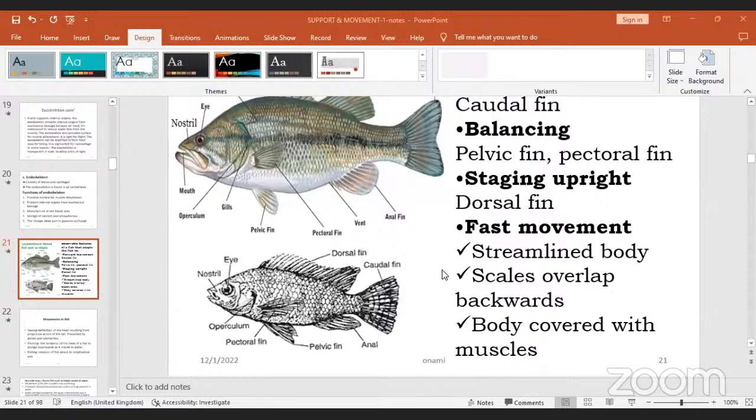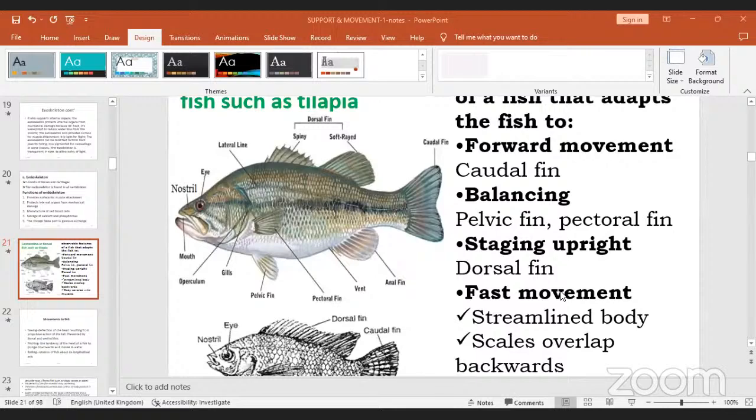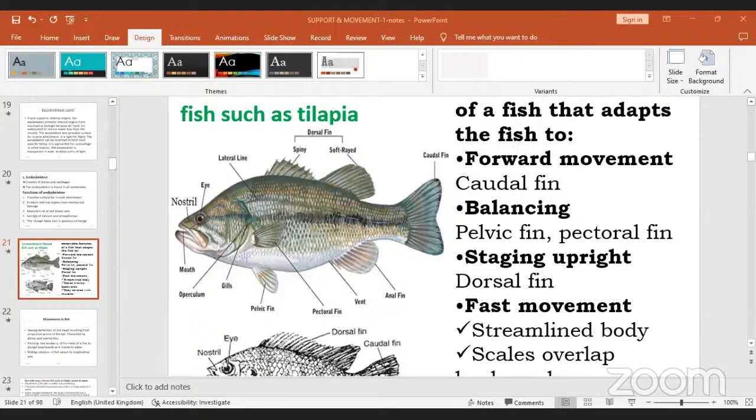Are we clear with that? I was introducing the observable features of a fish that adapt it to movement in water: balancing, staying upright, and fast movement. Are we clear with that, or should I repeat?